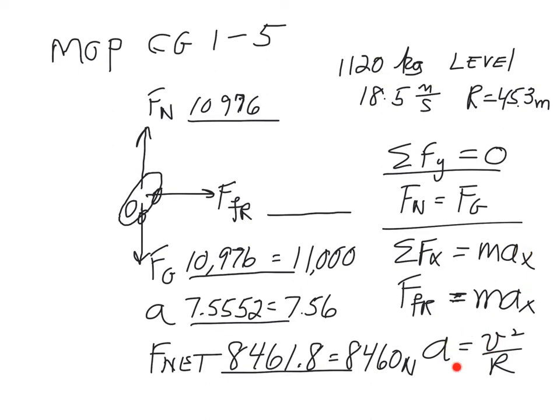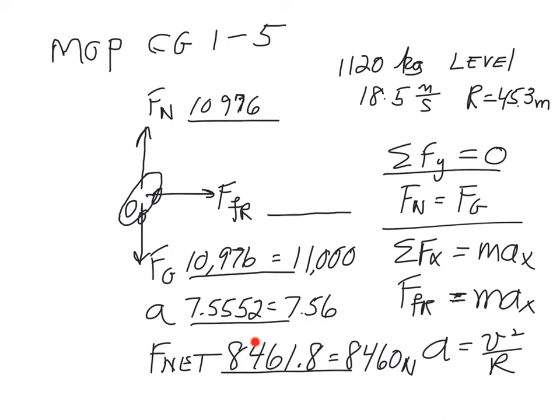We can find ax, the centripetal acceleration, because we have the v squared and the r. So if I take v squared over r, I get this number. But if I'm doing 3 sig figs, it's going to be 7.56. But then when I calculate the net force, I don't use the rounded number. I use this number times the mass to get the net force, mass times acceleration.